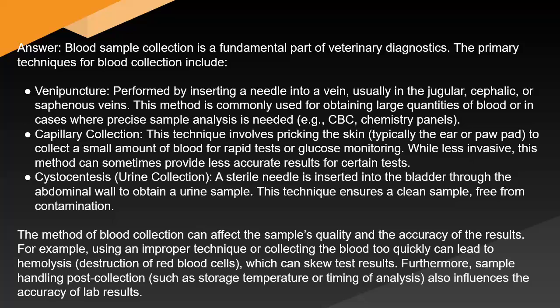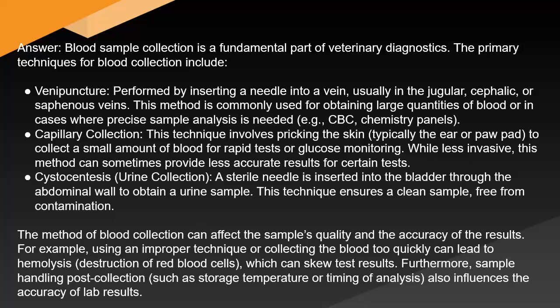Capillary collection. This technique involves pricking the skin, typically the ear or paw pad, to collect a small amount of blood for rapid tests or glucose monitoring, while less invasive. This method can sometimes provide less accurate results for certain tests. Cystocentesis urine collection. A sterile needle is inserted into the bladder through the abdominal wall to obtain a urine sample. This technique ensures a clean sample free from contamination.